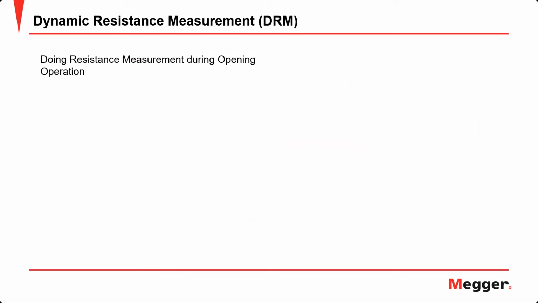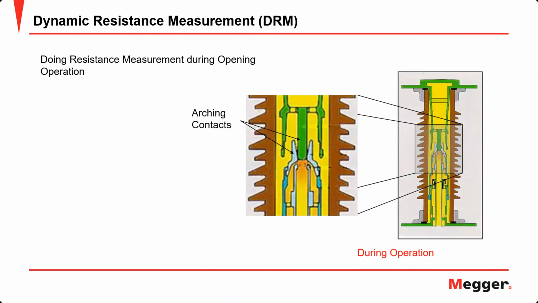However, when we do a dynamic resistance measurement, we are basically measuring the resistance of the circuit breaker continuously while opening the circuit breaker. At a certain point, we will have the arcing contacts only connected. The moving contact will be disconnected. So we can measure the arcing contact resistance at that point.